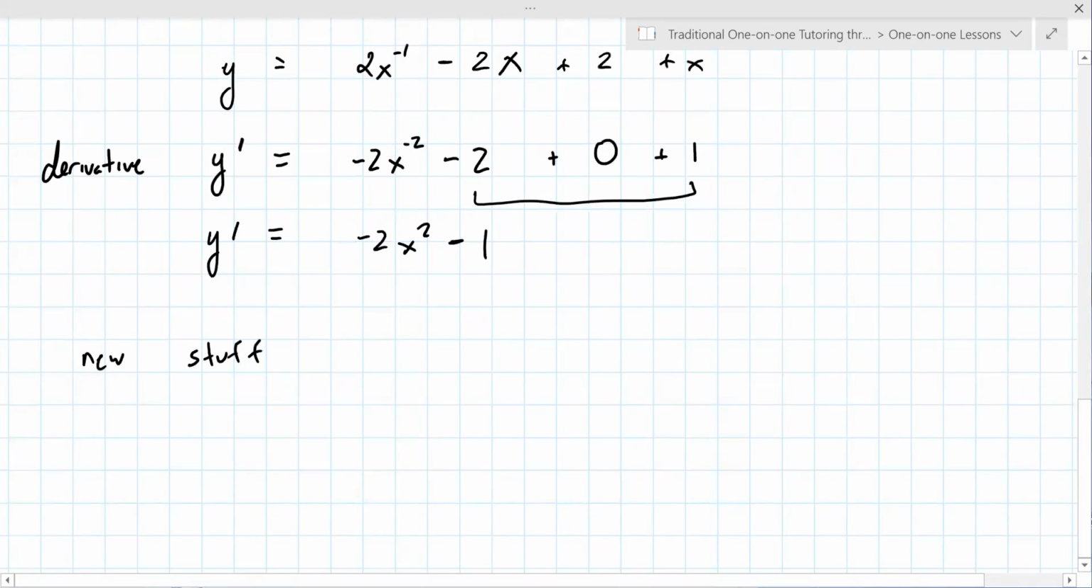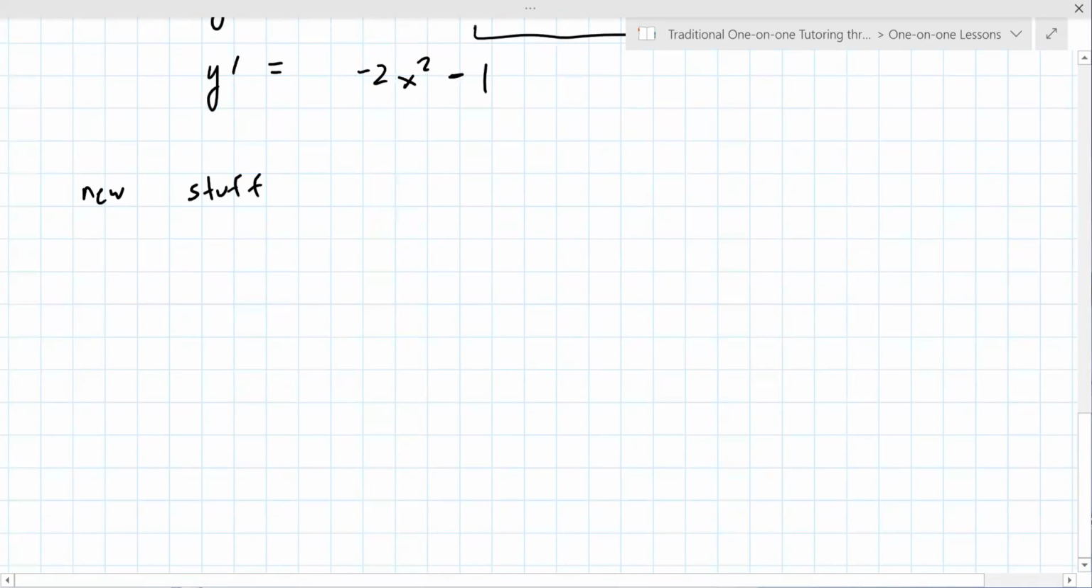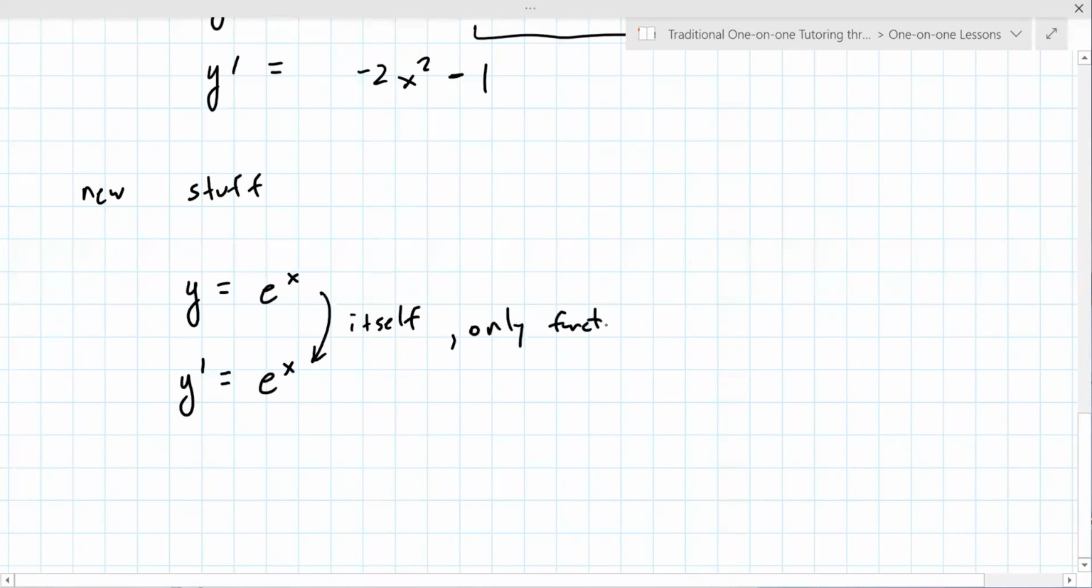All right. We'll move on to some new stuff here, and we're going to look at the derivatives of known functions. The first one, let's say I tell you that y equals e to the x. The derivative is itself. It's the only function with this behavior.